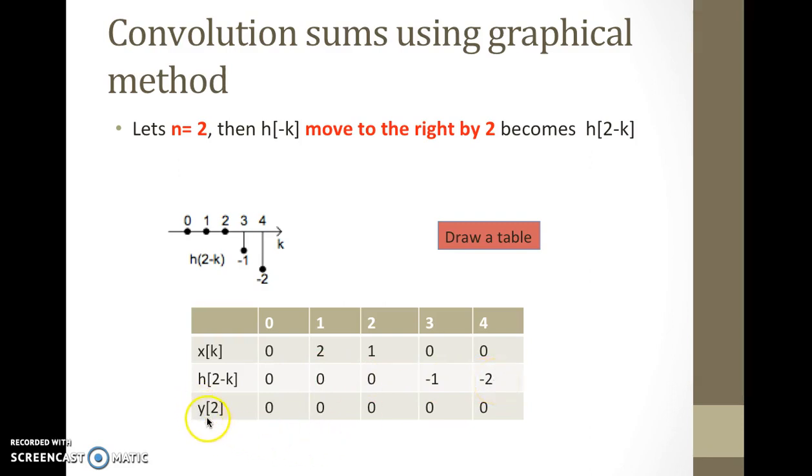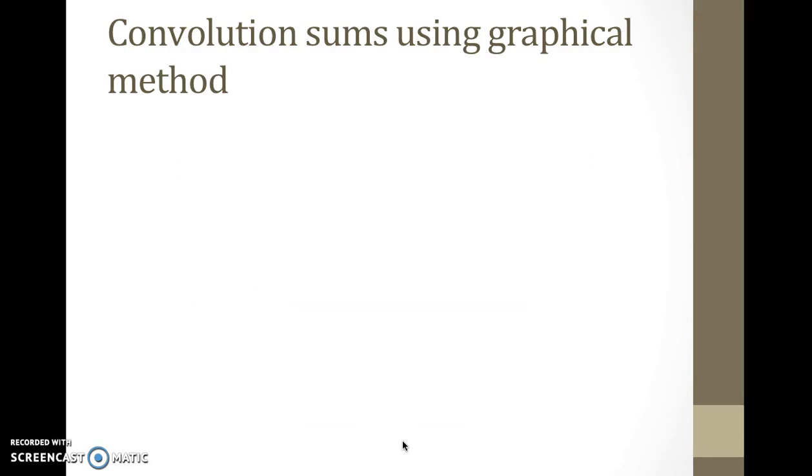So y2 is the multiplication. You multiply, and when you complete the table, y2 is 0. So you sum up everything. y2 is 0 for n equals 2. You don't have to do n equals 3 because the answer will be 0 as well.